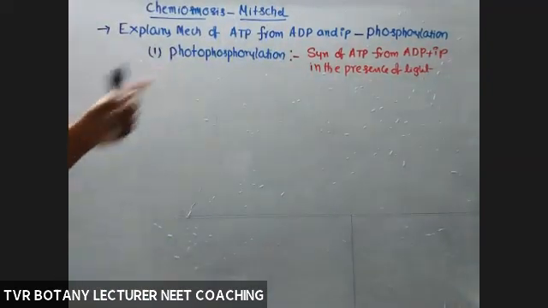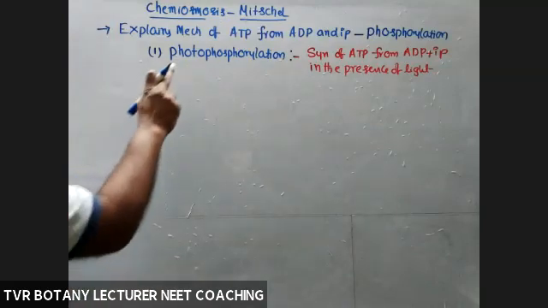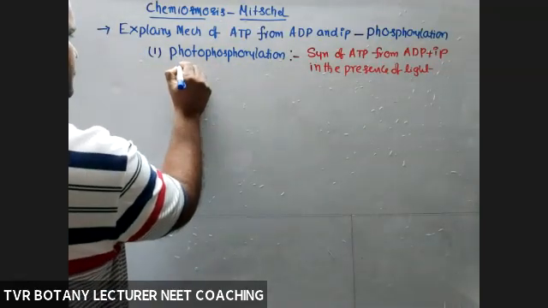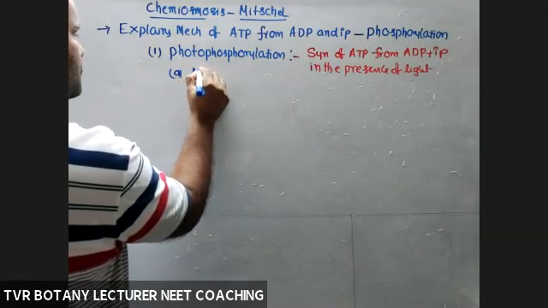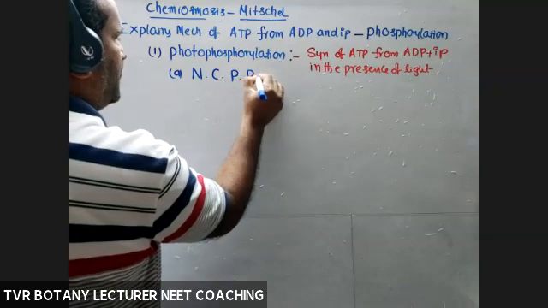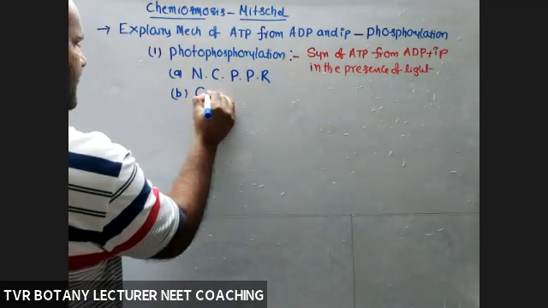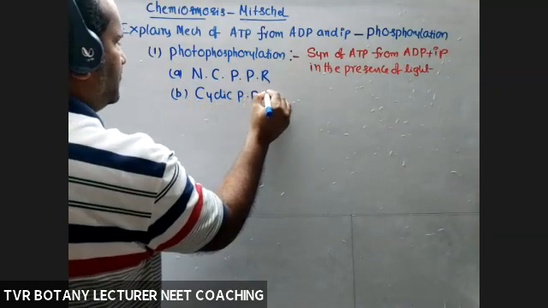Hence the name photophosphorylation. In the case of chloroplast, membranes which are able to perform photosynthesis are associated with photophosphorylation. That photophosphorylation is of two types. One, non-cyclic photophosphorylation by means of Z scheme. And second one, cyclic photophosphorylation.